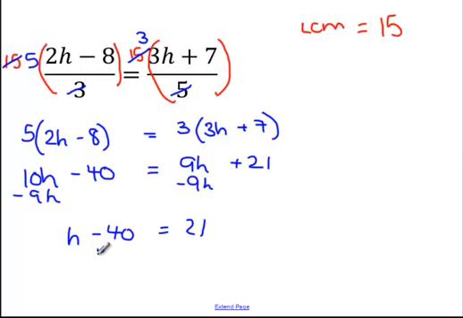Now I'm going to add 40 to both sides, which leaves me with h. So h is equal to 61. And I've already got h on its own, so I can stop there.